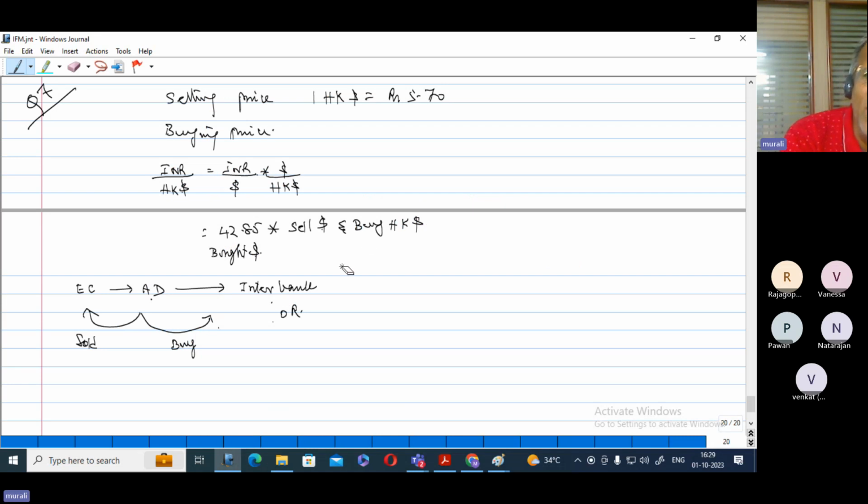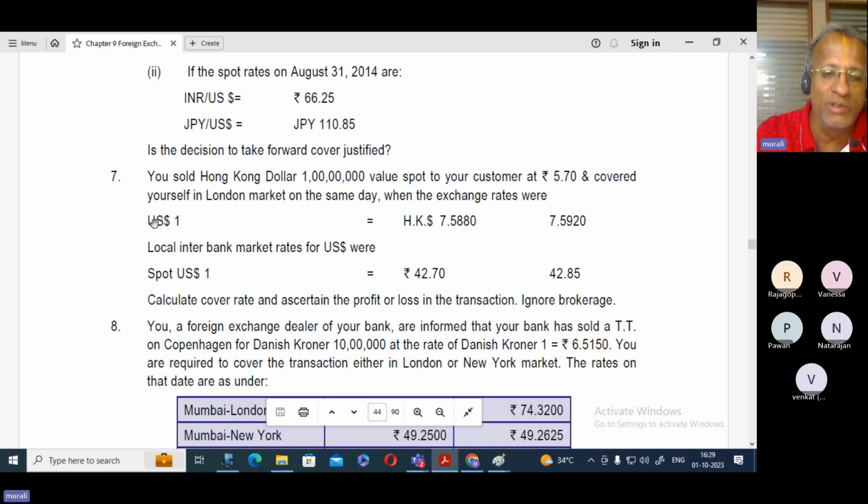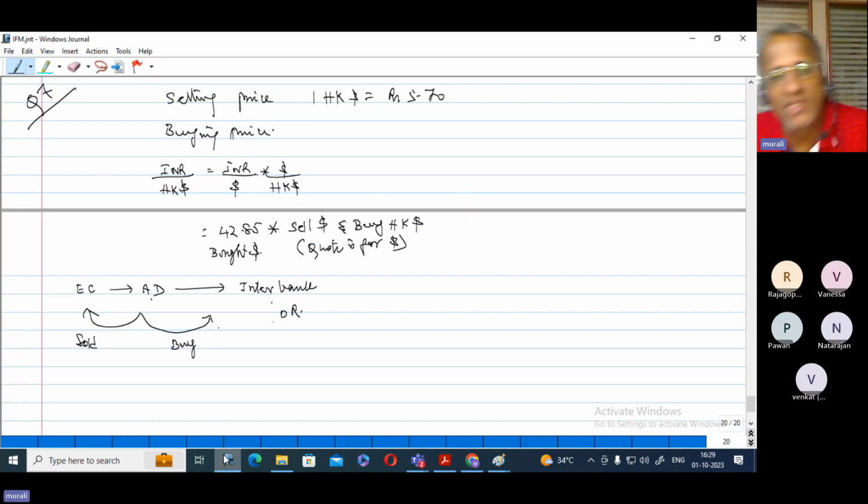Correct. But the quotation is for US dollar. So then what are we expected to use? Come on, tell me. The quote is for US dollar because they have mentioned it as 1 US dollar. What should we then do? Come on, come on.